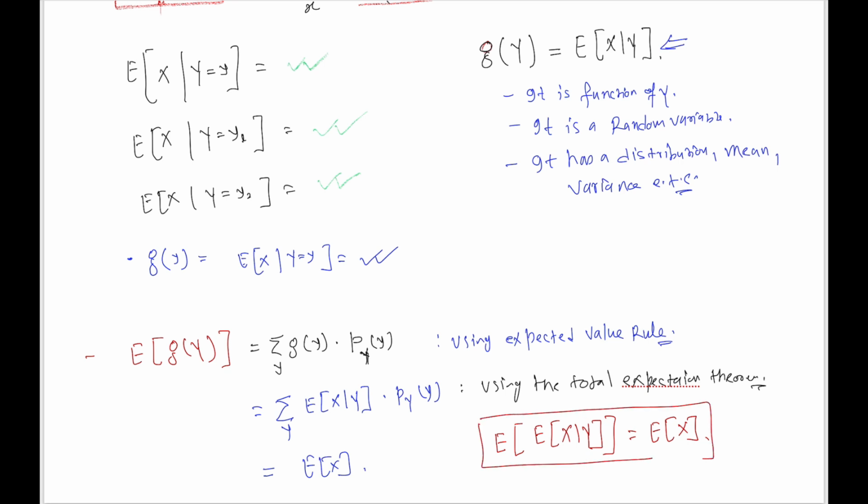So if you try to find the expectation of the conditional expectation, you will get an unconditional expectation, and this is referred to as the law of iterated expectation, right? So this is also referred to as the law of iterated expectation.